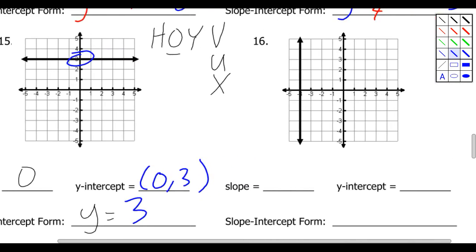And we get the VUX part of this. The slope, well, this line is actually vertical. So it's an undefined slope.